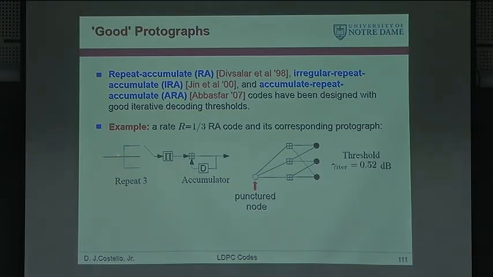Okay, this is a repeat code. We have a bit coming in here. It's repeated 3 times. We take the 3 bits and put them through an interleaver. And this interleaver is not just a 3 by 3. It could interleave a large sequence of bits. And then it goes into a little rate 1 convolutional encoder.